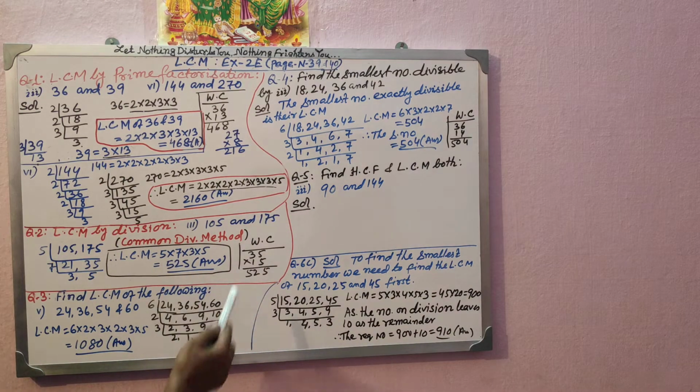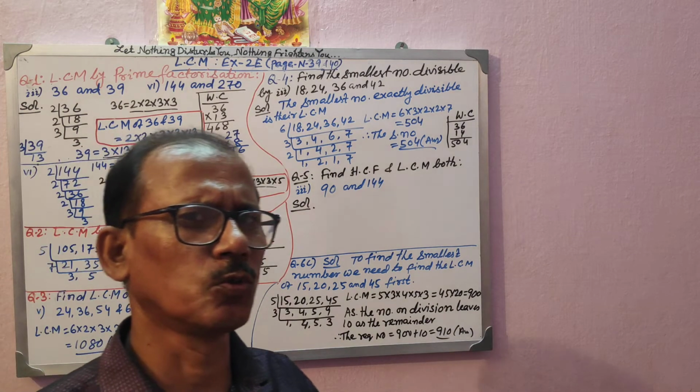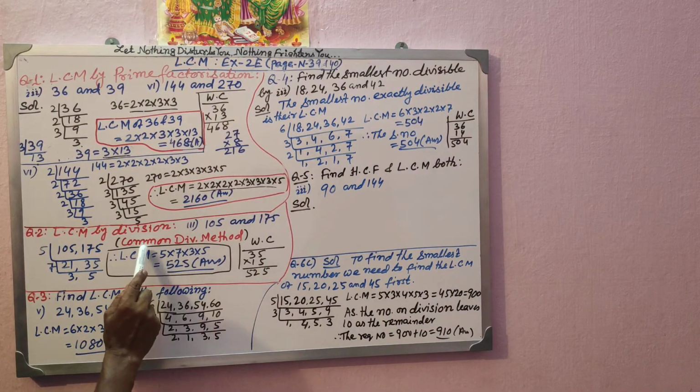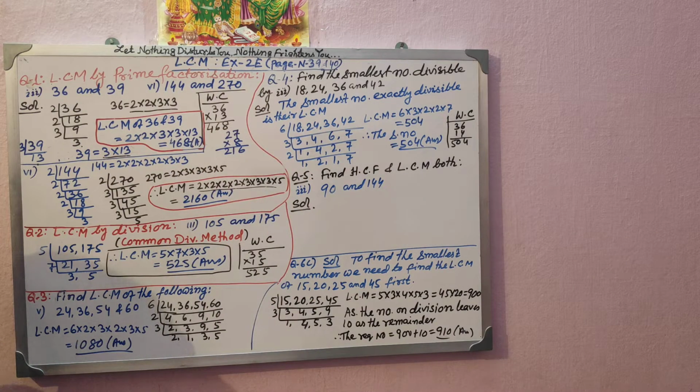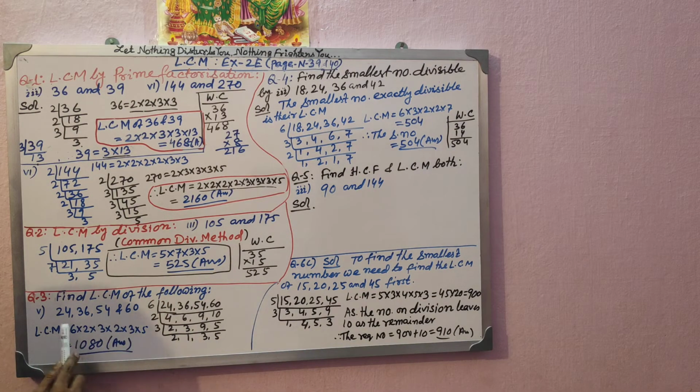I will take another example, from the next question. Question number 3, you have to find out the LCM. LCM usually follows the common division method. This is the method you follow. Could you understand? Otherwise, if you go for the prime factorization method, it will take so much of time. Now, how will you find out LCM?